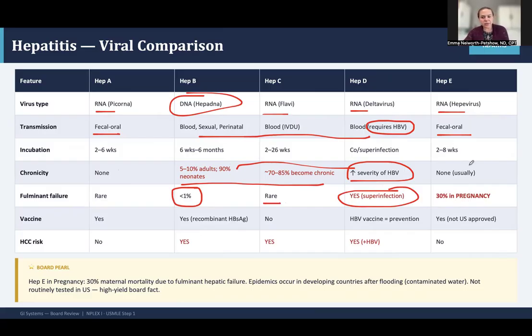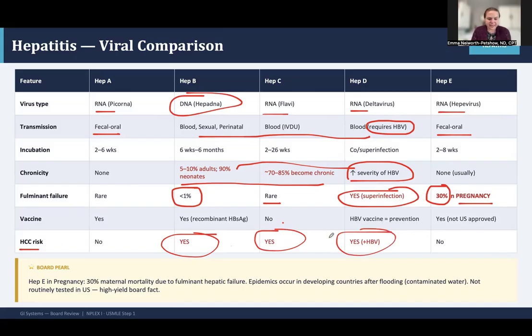And then of note, in pregnancy, if you got hepatitis E, 30% of patients who get hepatitis E in pregnancy could see liver failure. Vaccination based, again, not important for NPLEX 1, but important clinically. And then risk of hepatocellular carcinoma, really your chronic ones. So Hep B, Hep C, and co-infection with hepatitis D.